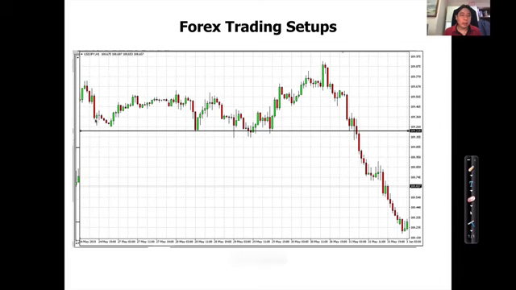This is a short example. Again, it's consolidating, finding support, tested many times, then breaks the support with a very strong bearish candle. You could have taken a sell trade and put a stop loss somewhere over there. This stop loss distance we call 1R, your risk, which could be 20, 30, or 10 pips, doesn't matter, and then all the way down.